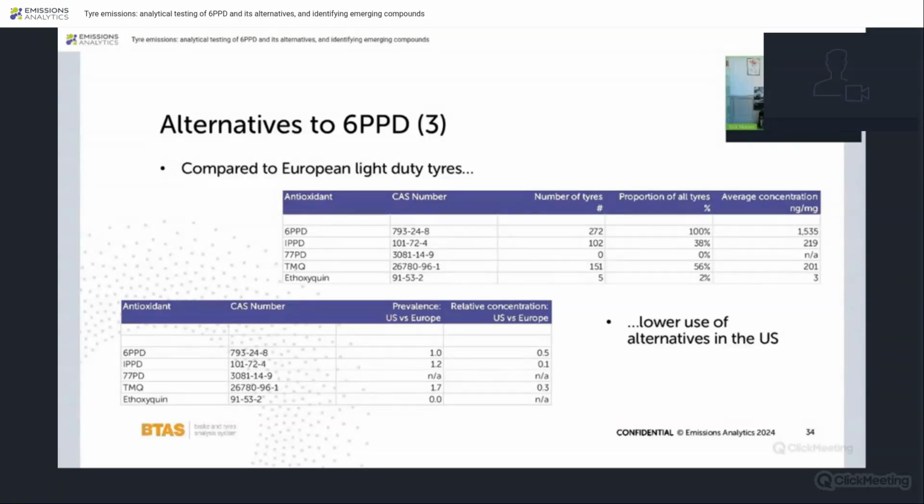Finally, another way it's useful to recap on the differences between US and European tyres. If we focus on these 5 preservatives that we're seeing, you can see from the lower table the relative prevalence, by meaning whether they're present or not, and the relative concentration between US and Europe. Where 1 would mean that US and Europe are the same, and below 1 means it's lower in the US. So what you can see is, in case of all 5 of those preservatives, the concentrations are lower in US sold tyres.